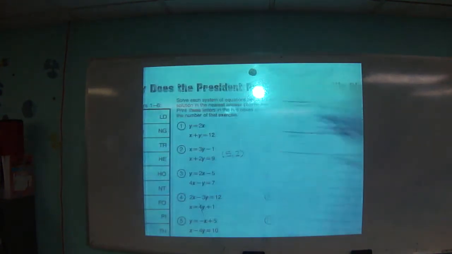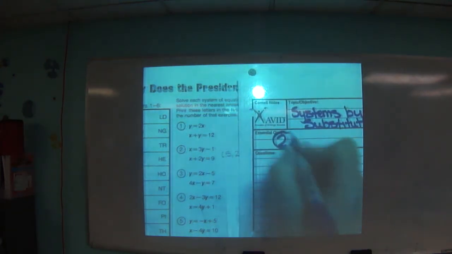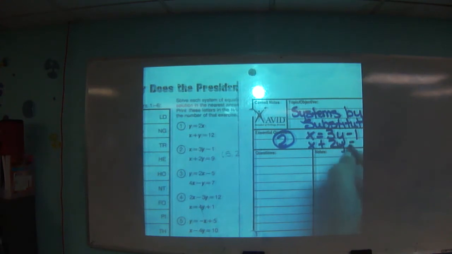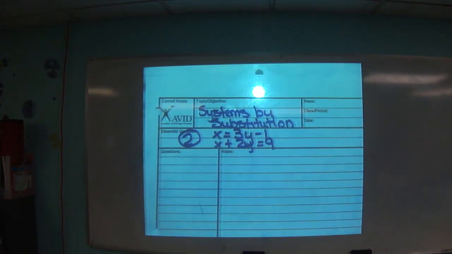Okay, so even though you have this example, I'm going to show you number 2. x equals 3y minus 1, x plus 2y equals 9. And remember, we're finding the intersection. So our goal is to find x comma y. Okay? So if we want to substitute, what do we know?